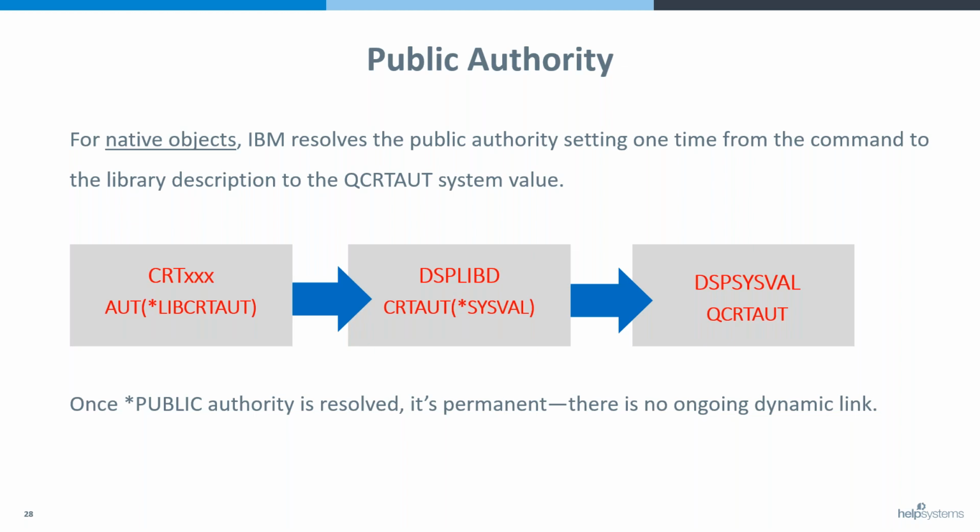There is a system value on the box called Q create authority, and that's where it's going to grab it from. Now, it's important to note that this is not a dynamic relationship, meaning that if I create a physical file, it's going to do this check as far as it needs to. And once it grabs that public permission, it's going to assign it to my new object. And if I subsequently change the Q create authority system value, that will have no impact on the object that I previously created, right? So it is not a dynamic link.